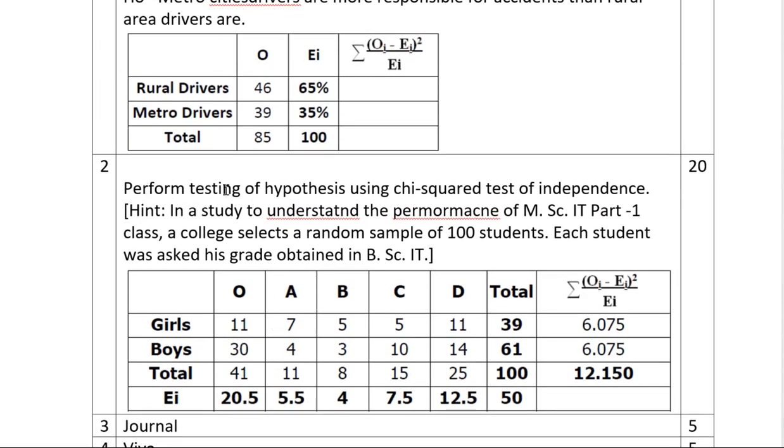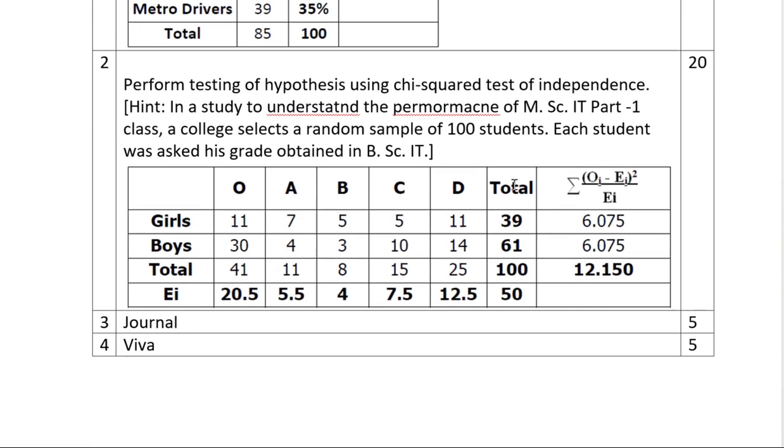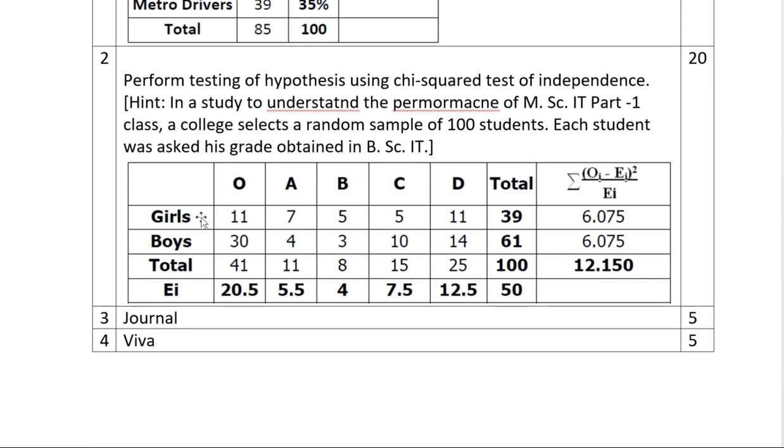Then perform testing of hypothesis using chi-square test of independence. This test is performed in Excel. Here the girls and boys data is present, with the number of O grade, A grade, B grade, C grade and D grade.